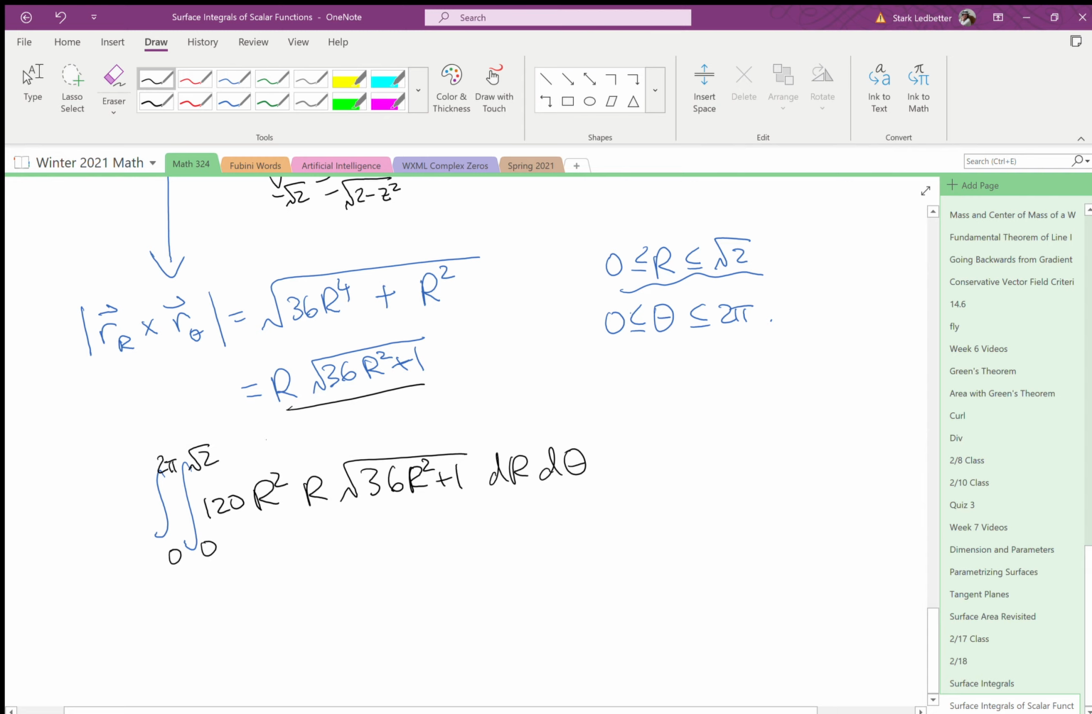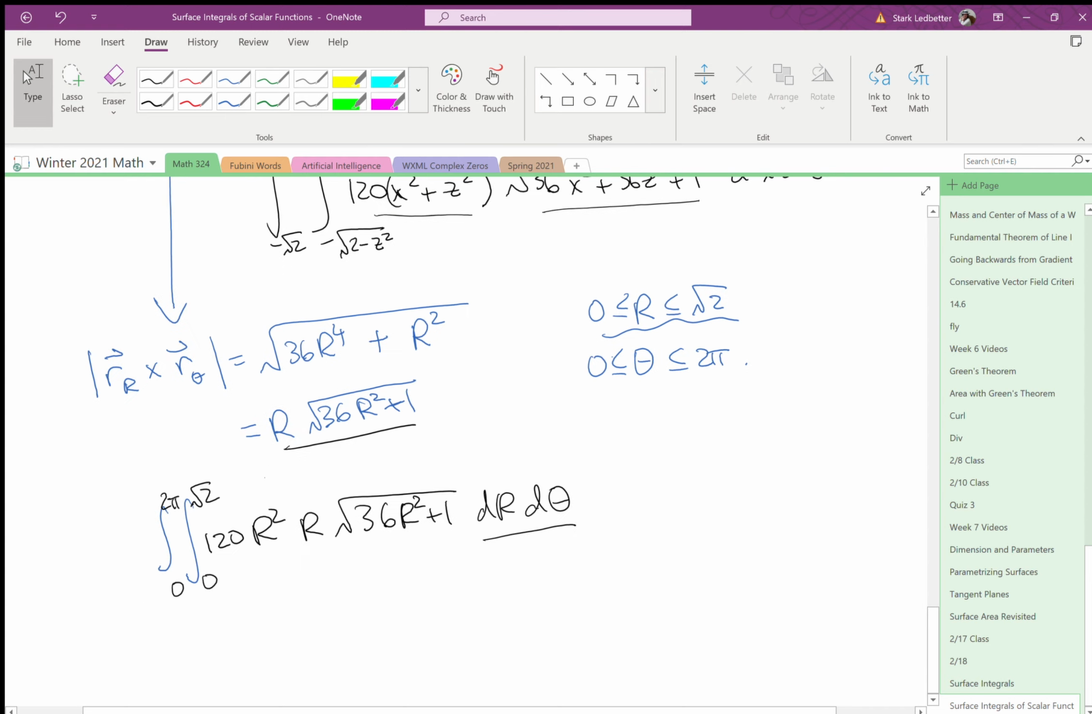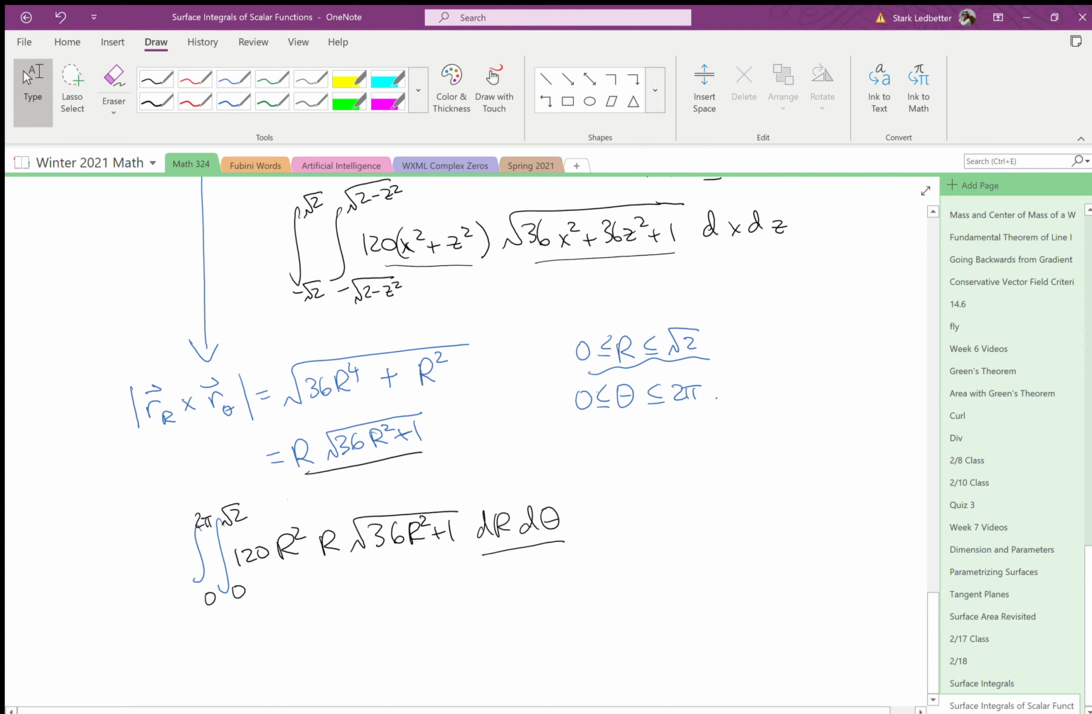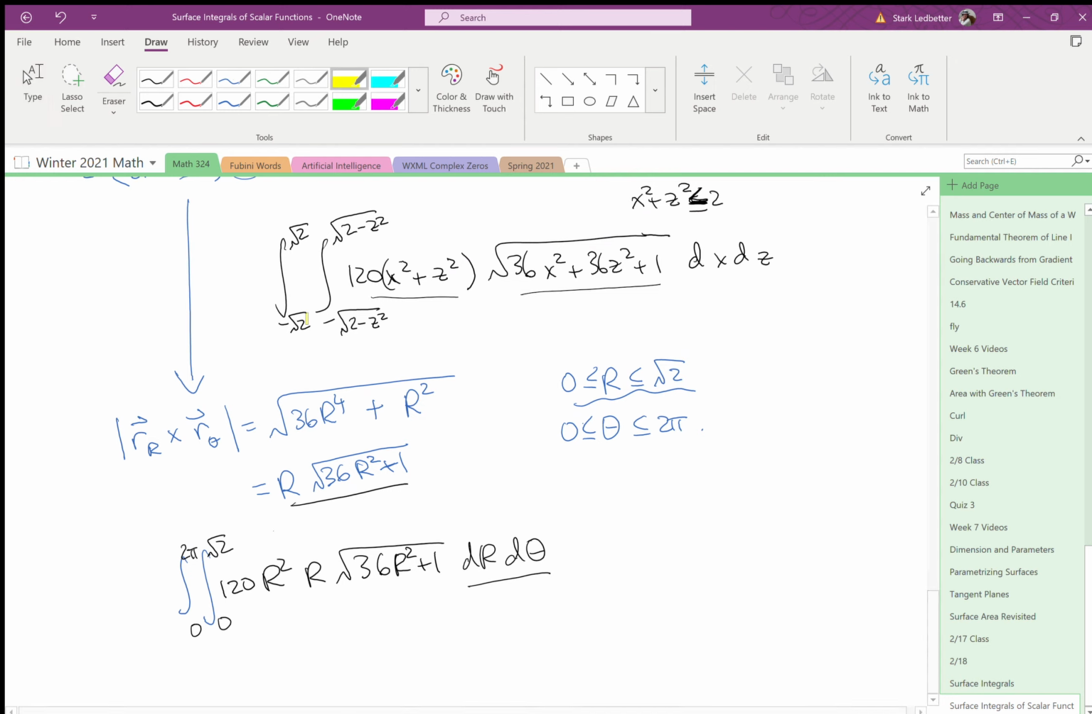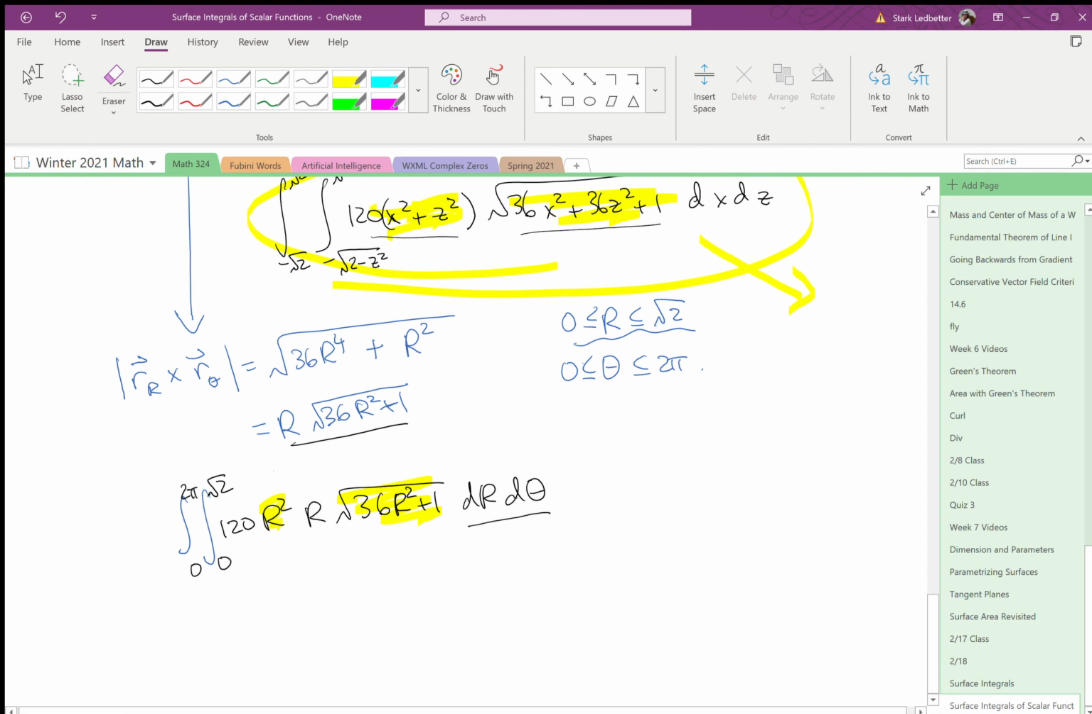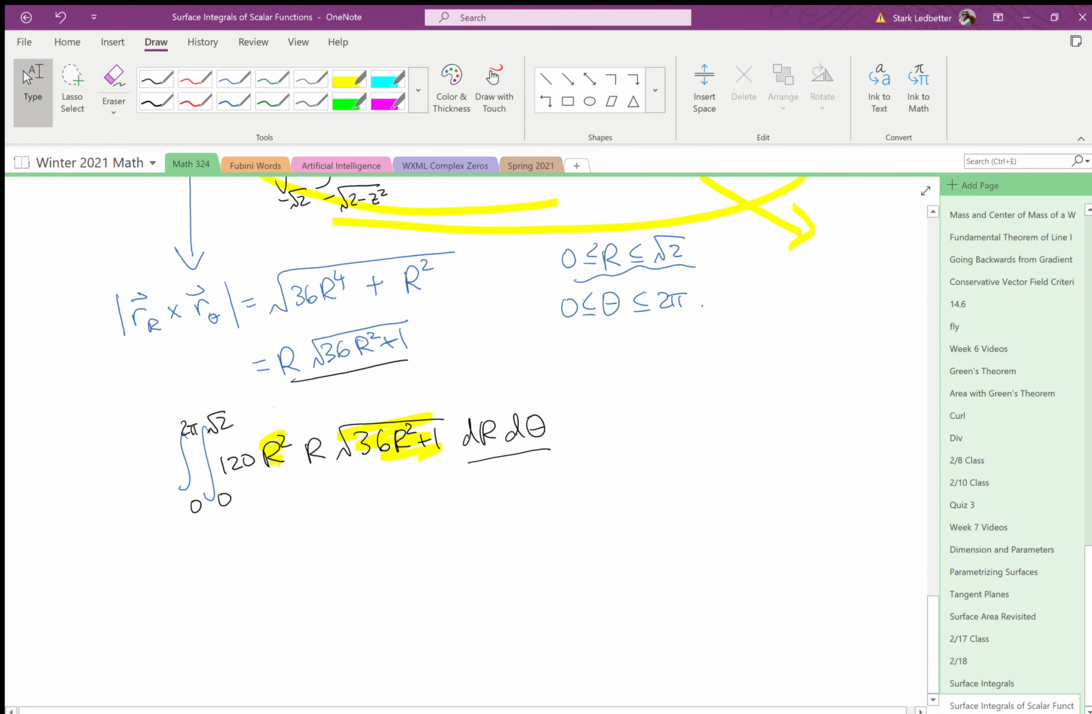And notice that even though it's polarish, we don't need an r dr d theta. In fact, if we converted this other integral that we had before to polar, the x squared plus z squared gets converted to r squared. Here, the root gets converted to the root, that's fine. And actually, the r is already here. So over here, converting to polar, you would need an r dr d theta. If you just parameterize it directly with polar, you don't.